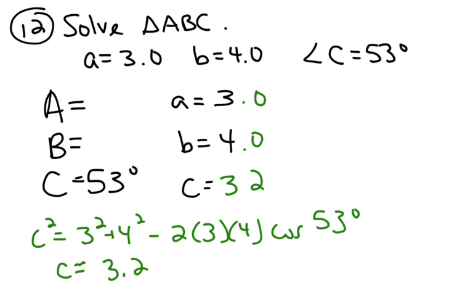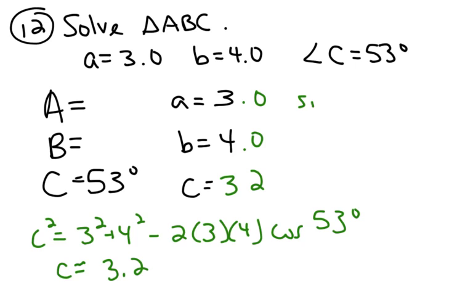Since you need to find a missing angle in order to finish the problem, you can either use the law of cosines to find A or B, and it doesn't matter which. If you choose to use the law of sines instead to find a missing angle, you have to find the measure of the smaller angle. In this case, that would be A.